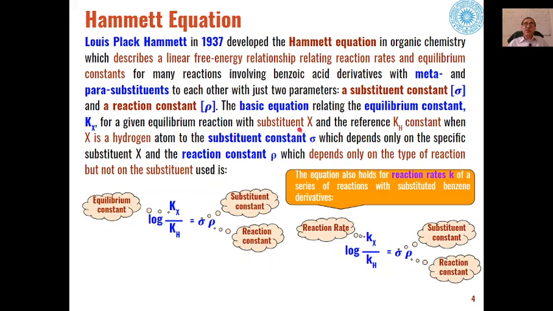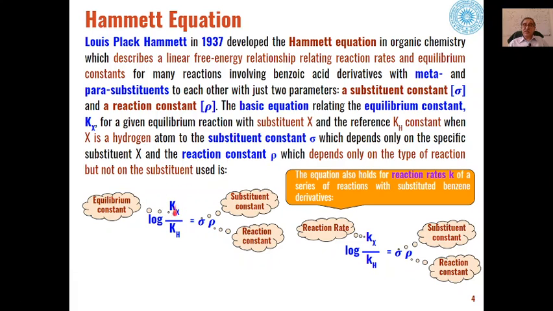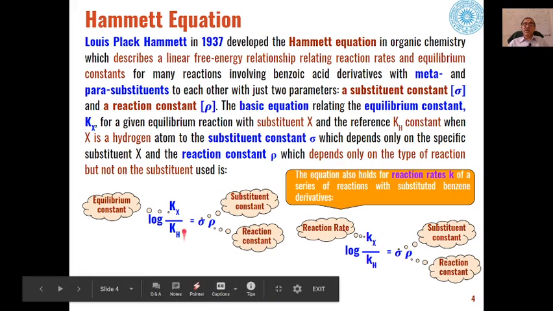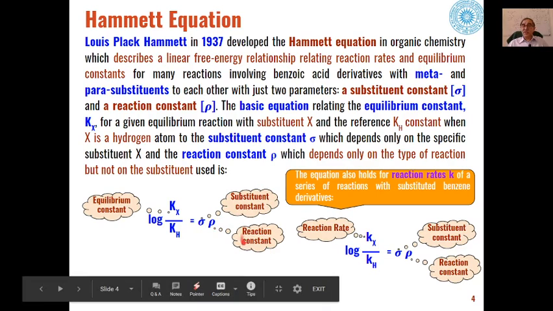The basic Hammett equation relates the equilibrium constant. For example, this is the basic Hammett equation, that log of Kx upon Kh is equal to sigma rho, where Kx is the equilibrium constant for the substituted benzoic acid, whereas Kh is the equilibrium constant for unsubstituted benzoic acid, and sigma is a substituent constant, whereas rho is a reaction constant.